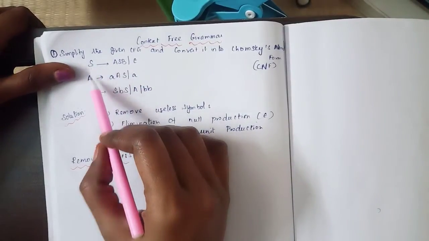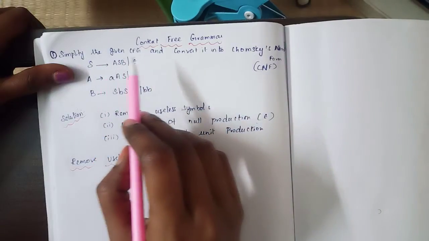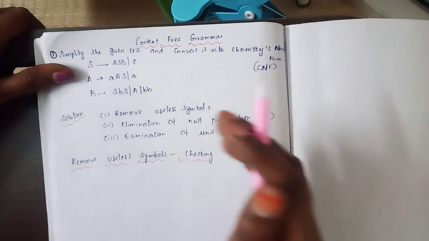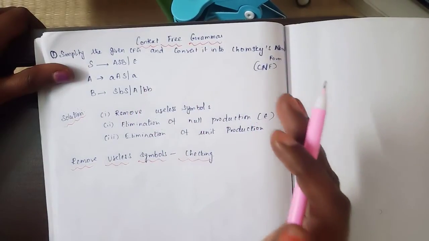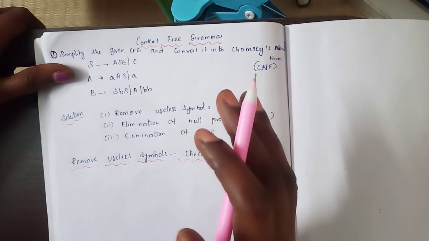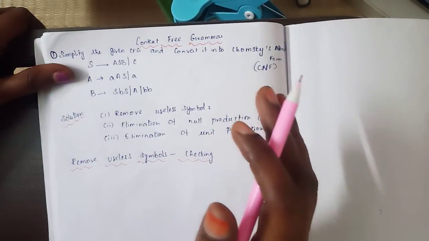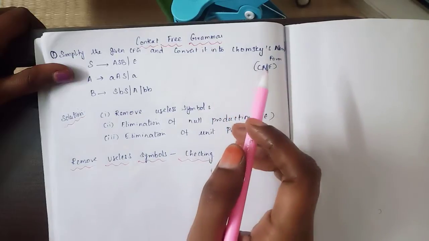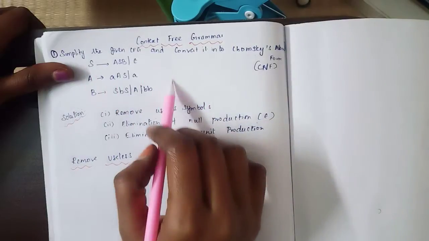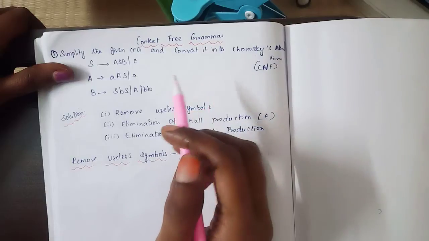If the particular production gives you a reachable symbol, or it gives you a derivation as a terminal string, then it is said to be a normal grammar, and we don't want to eliminate any useless symbol. Otherwise, if the grammar contains any non-generating symbol or any non-reachable symbols, we can eliminate that particular symbol.